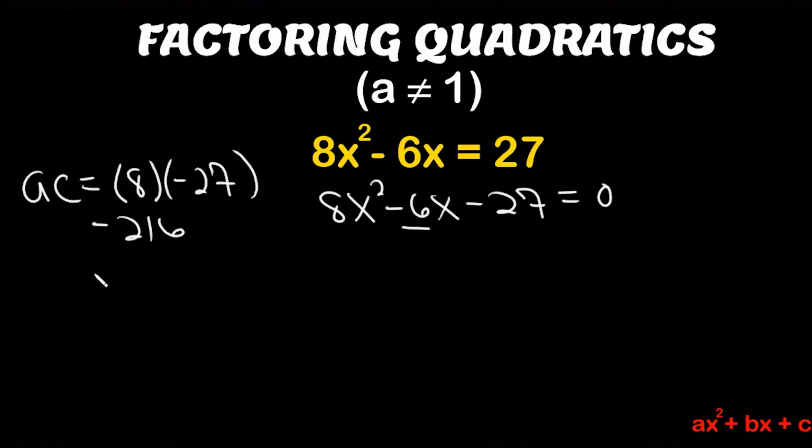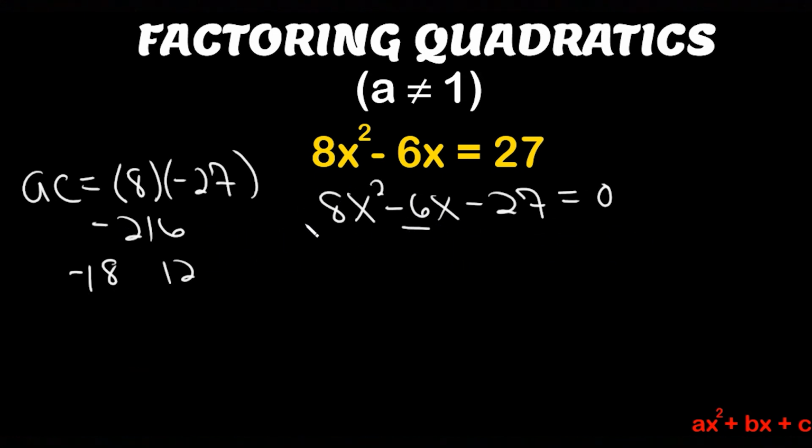Now, one of them is going to have to be negative. So for example, I'm going to write 18 and 12. When I multiply them, I get positive 216. I need a negative 216. So if I make this 18 negative, when I multiply them, I get the negative 216. When I add them, I do get the negative 6, right? That will check out. So we're good there.